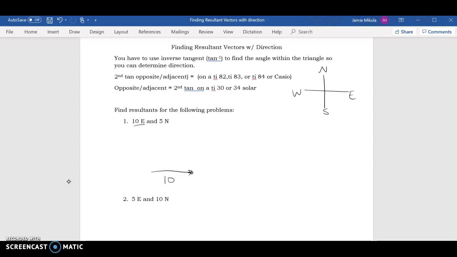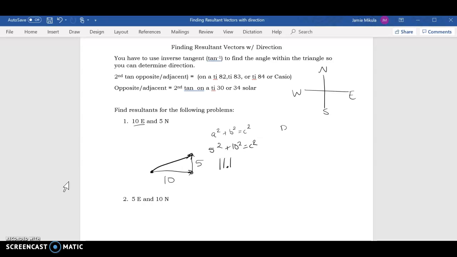And then from there, using the head to tail method, we go 5 north. So my resultant vector will be from where I started to where I ended. I'm going to use a squared plus b squared equals c squared to solve for that. So 5 squared plus 10 squared equals c squared. Take the square root of that and you get 11.1. So the resultant VR will be 11.1.